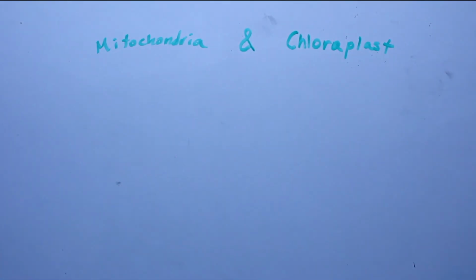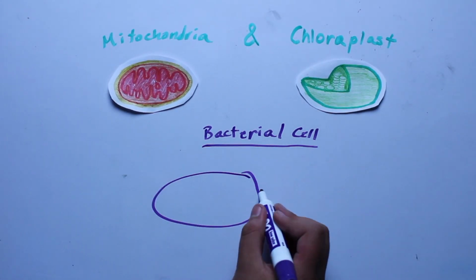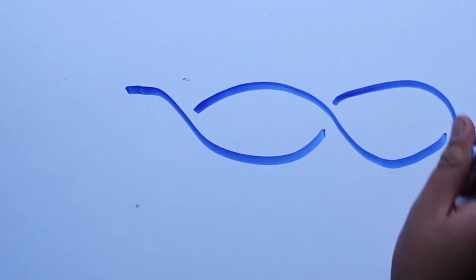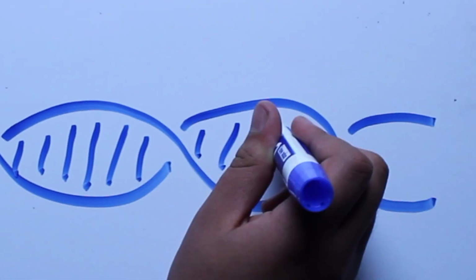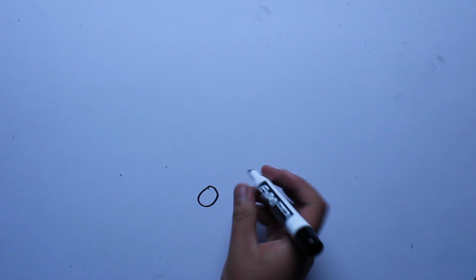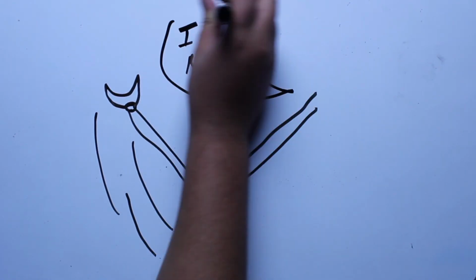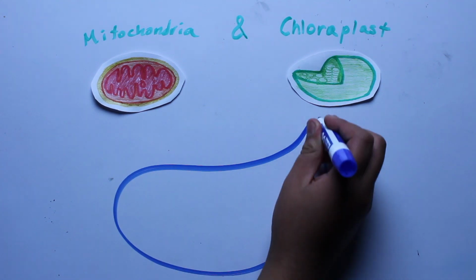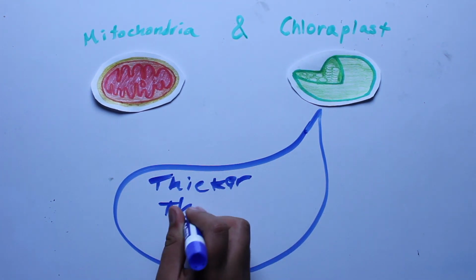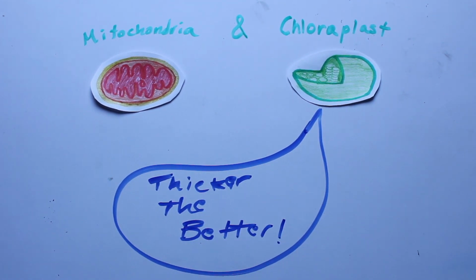Mitochondria and chloroplasts have similarities to bacterial cells, like having their own DNA, which is separate from the DNA found in the nucleus of the cell. Also, both organelles use their DNA to produce many proteins and enzymes required for their function. Another similarity is that a double membrane surrounds both mitochondria and chloroplasts.